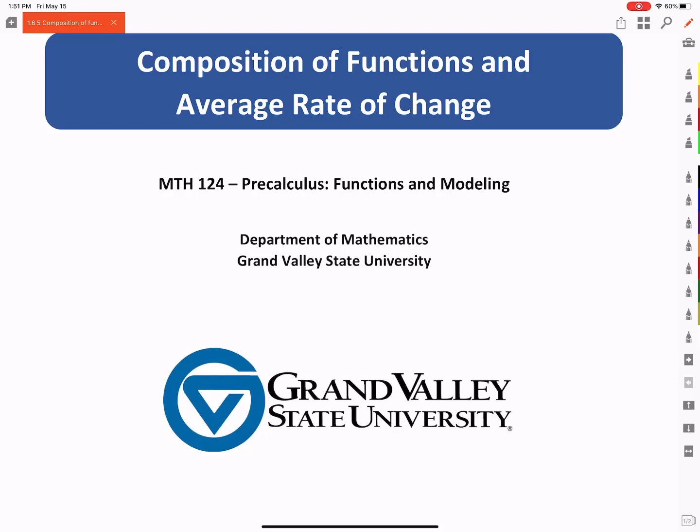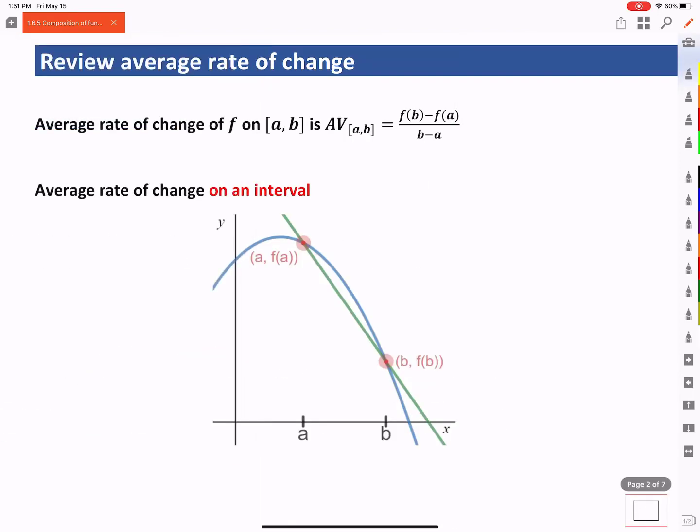Hello, and welcome to this video relating function composition and average rate of change. Recall that the average rate of change of a function f on the interval a, b is given by the quantity f of b minus f of a divided by the quantity b minus a.